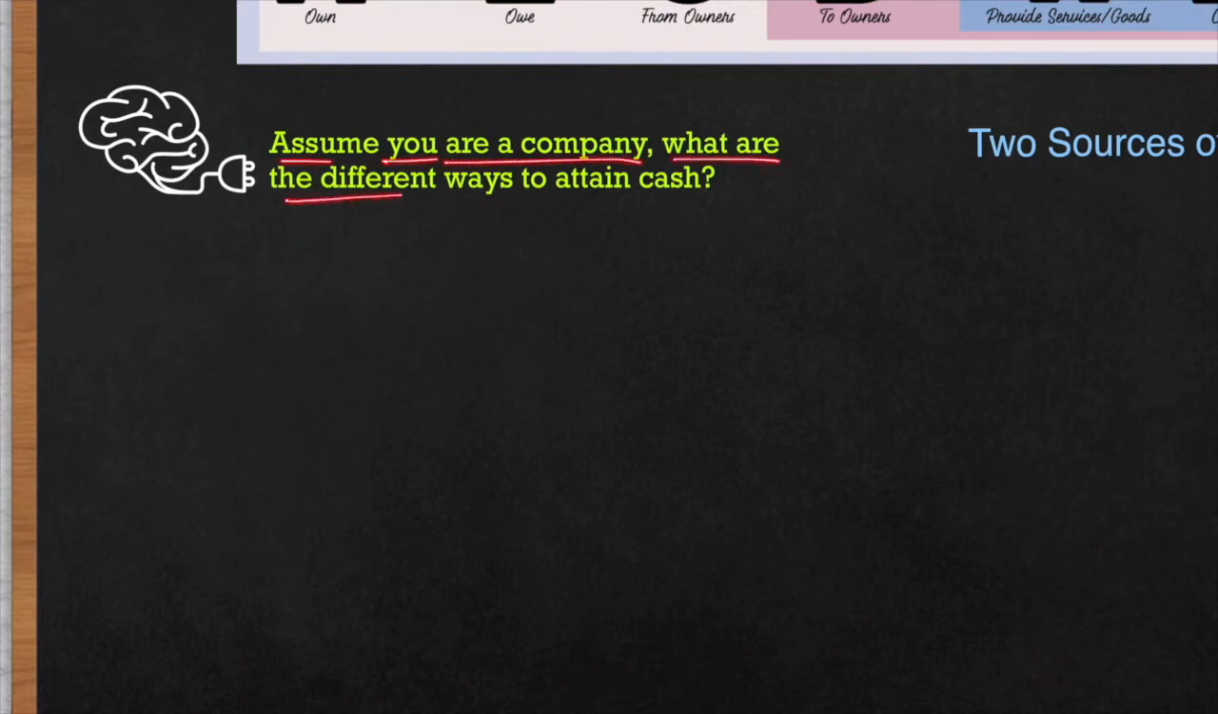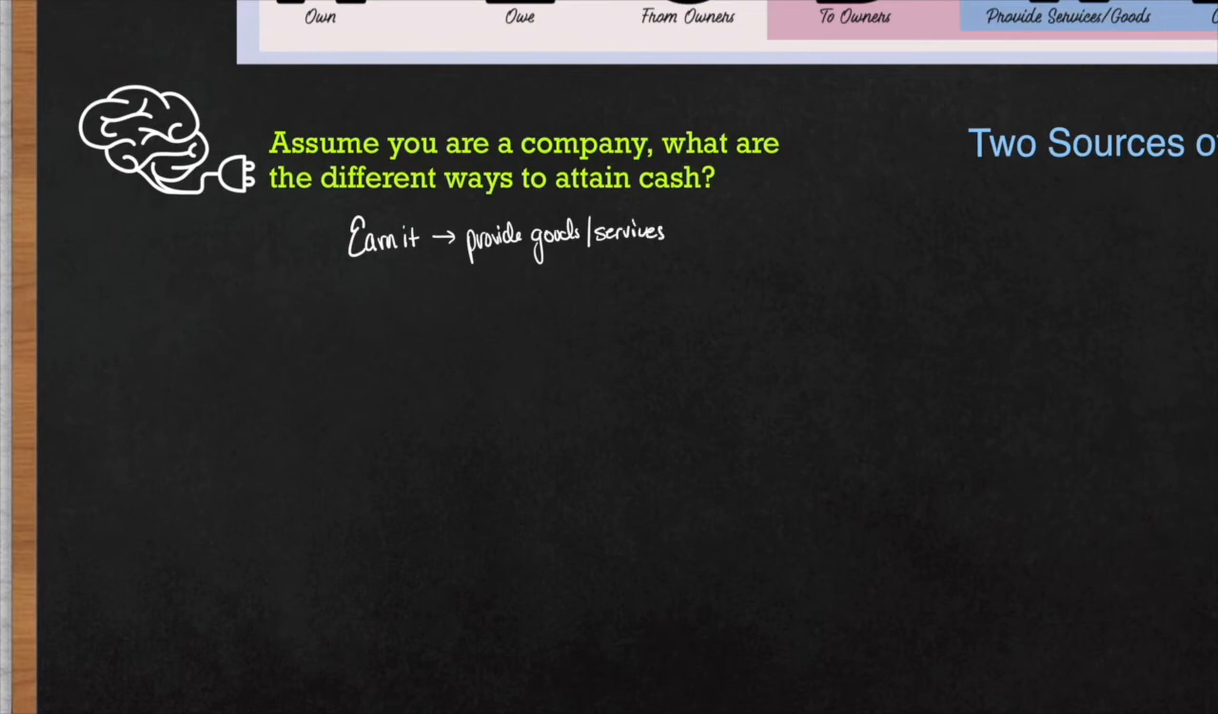Assume you are a company. What are the different ways to attain cash? In reality, there are 3 different ways to attain cash. The first way is to earn it. And the way that you earn it is when you provide your goods and services to customers. As soon as you do that, hopefully they pay you, and there you have cash. So earn it. The second way is borrow, which was our previous chapters, notes payable or bonds.